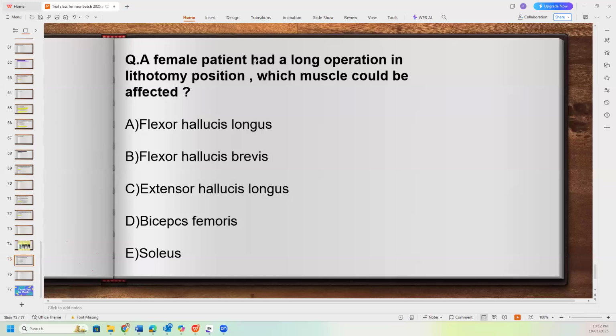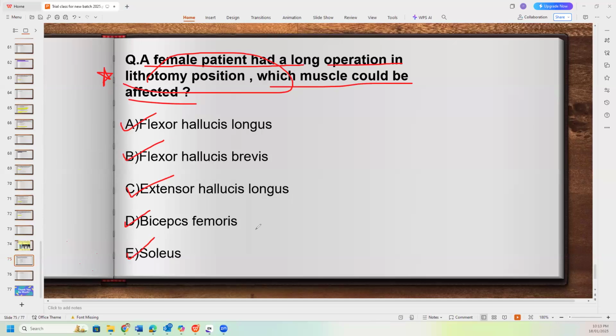Last question of the day, everyone. A female patient had an operation in lithotomy position. Which muscle could be affected? Flexor hallucis longus, flexor hallucis brevis, extensor hallucis longus, biceps femoris, or soleus?